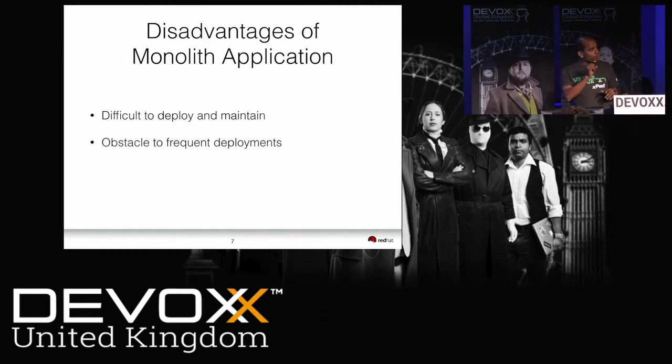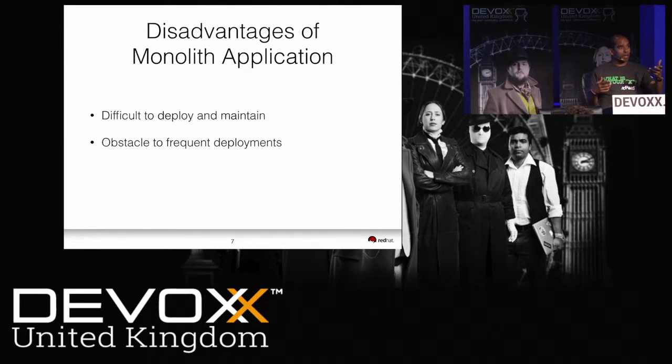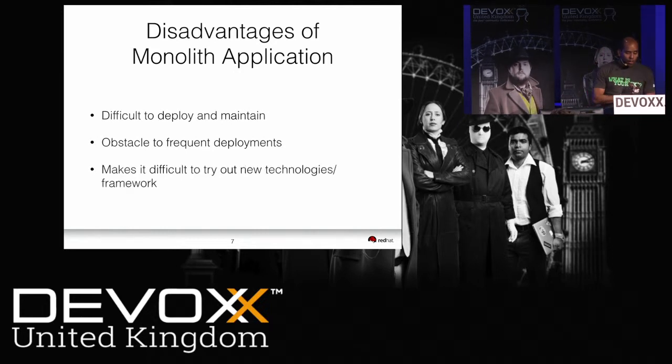Depending upon the size of the WAR file, if you're changing one piece of the functionality, it is typically an obstacle to frequent deployments. If you want to deploy the app a lot more frequently, like 10, 20, 50 releases a day, and the WAR file deployment itself is going to take a few minutes, you would just hold back. You know what? I'm going to put one chunk together and then do the deployment.